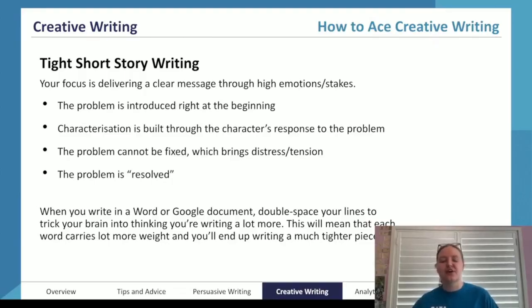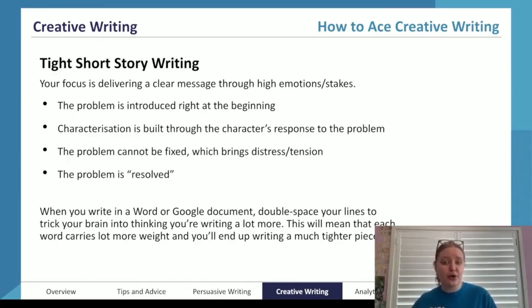All right, so to keep things nice and tight, the problem needs to be introduced right at the beginning of the story. Really important. Characterization is built through the character's response to the problem. The problem cannot be fixed initially. That is what brings distress and tension to the story. And the problem needs to be resolved by the end. So we don't want to have cliffhangers, again, overdone. So instead there needs to be some sort of resolution. That doesn't mean that it needs to be a Disney happily ever after at the end, but we need to feel as if things have come to some kind of conclusion.